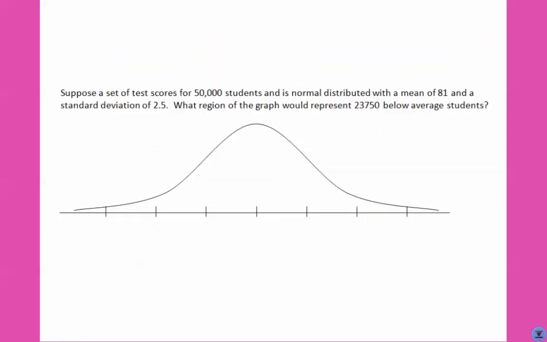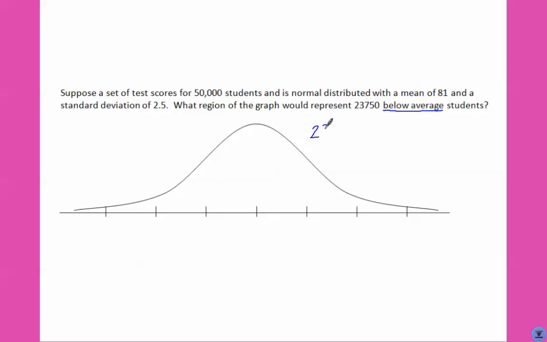Suppose a set of test scores for 50,000 students is normally distributed with a mean of 81 and a standard deviation of 2.5. What region of the graph would represent 23,750 below average students? So below average is going to be pretty key here. That's going to tell us where we shade. We're going to shade into this picture somewhere. What we need to figure out is what percent we have.